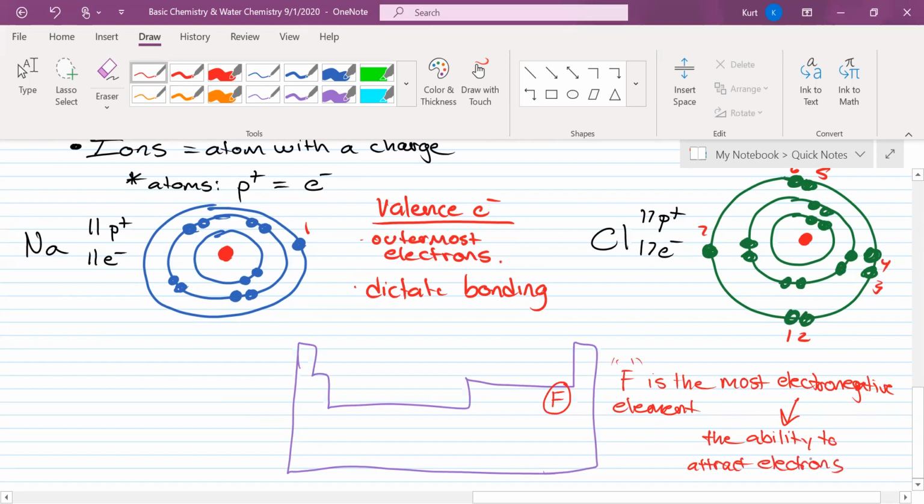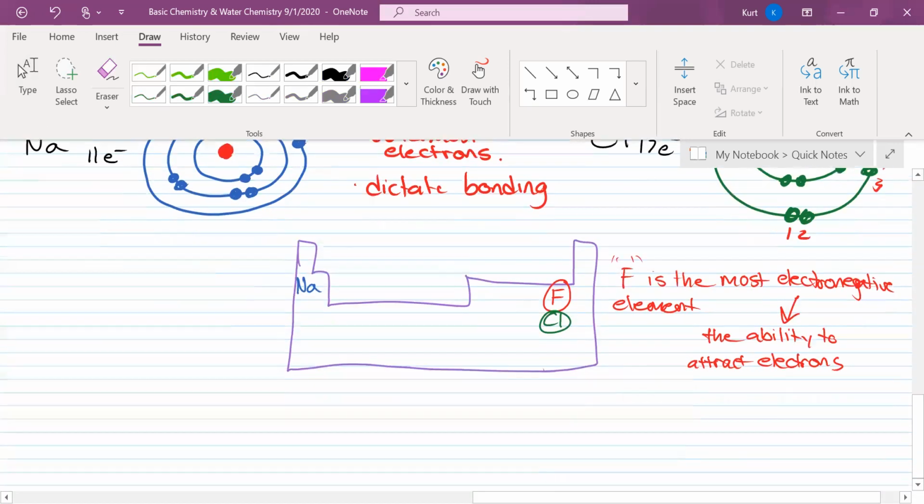And so we have to figure this out. Is sodium going to take chlorine's electrons? Because sodium needs 7 more. Chlorine has 7 on the valence shell. Or is chlorine going to take sodium's electron? Chlorine needs 1 more. Sodium has 1 there to give. So to figure out this problem, you have to ask yourself, which of the 2 elements that we're discussing here is closest to fluorine? Sodium is about right here in the periodic table, and chlorine is right below fluorine. So chlorine is closer to fluorine. So what this means is chlorine is more electronegative than sodium.